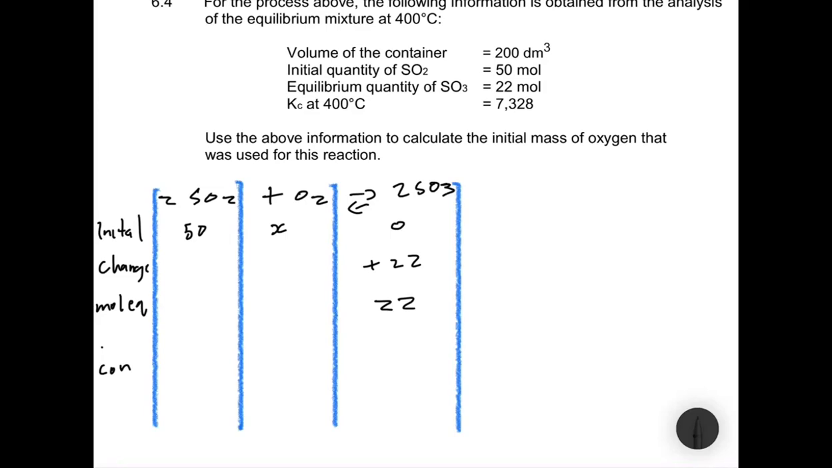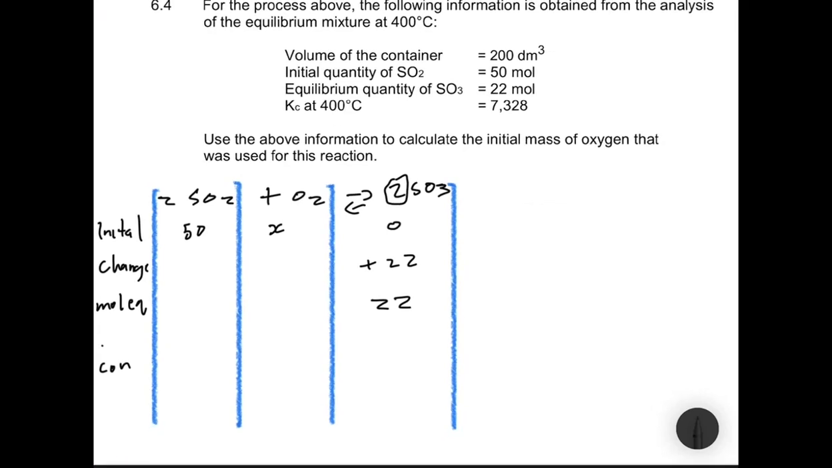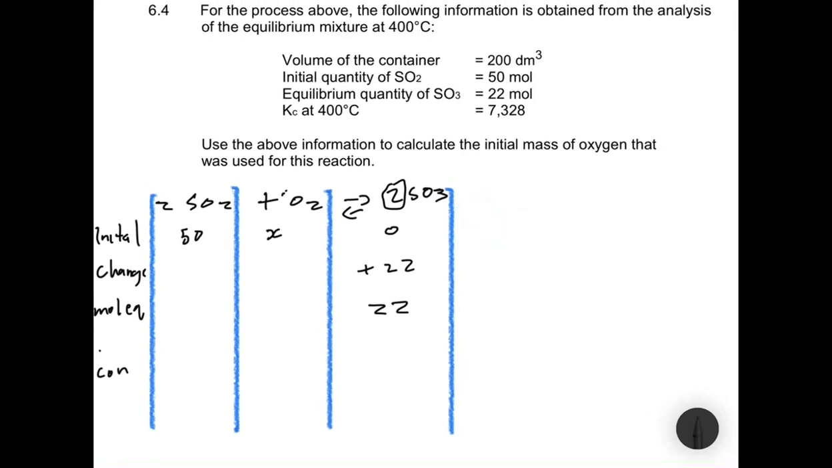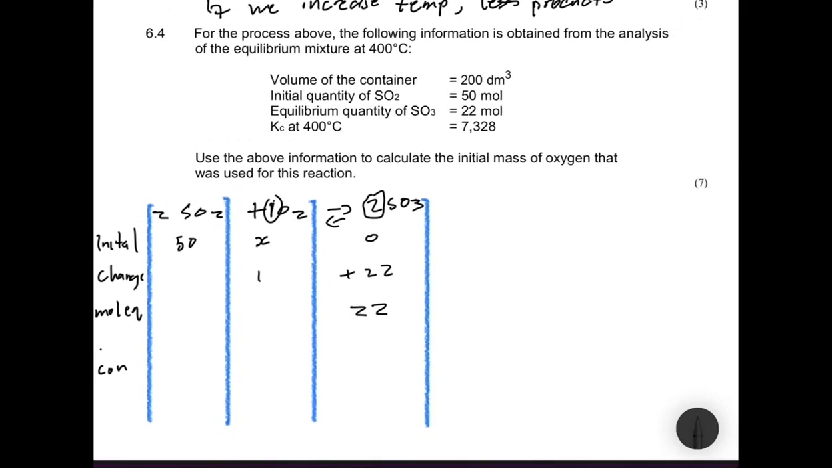So now we need the change for O2, right? The balancing coefficient here is 2 and here it's 1, right? We usually don't write it, but we know there's a 1 here. So we basically divide 22 by 2, which will give us 11, right? So if we were given 11 here and we're finding the number of moles of SO3, then we're gonna multiply by 2. For SO2, the balancing coefficients are the same, so we're gonna have 22 here, but we're converting the reactants to products, right? So here we're gonna have minus 11, here we're gonna have minus 22.